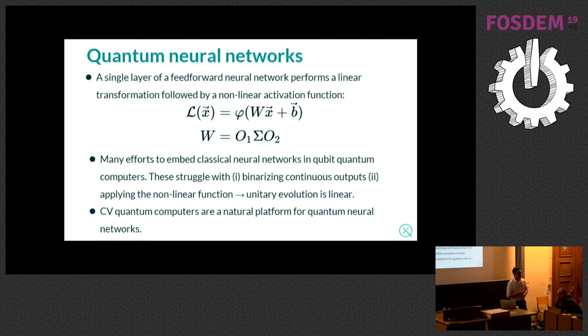So with qubits, working with a discrete system, it's a bit more of a difficulty trying to embed a classical neural network into the system. There's an issue with trying to binarize the continuous output you want into the discrete system, which requires a huge number of qubits, depending on your method. There's also issues with working out the best way to apply the nonlinear transformation you need in a neural network layer. So from our thinking, CV quantum computers are almost a natural platform for quantum neural networks.